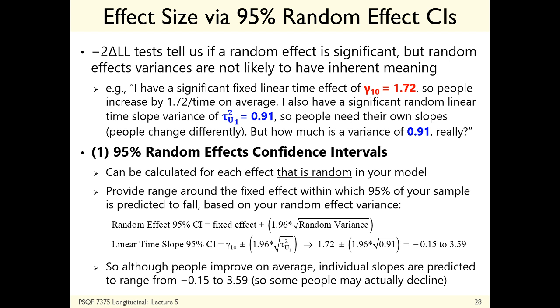But here's where the confusion comes in. And I've had this happen in papers before. Some reviewers will look at this confidence interval, it overlaps 0. And they're like, hey, your slope's not significant.